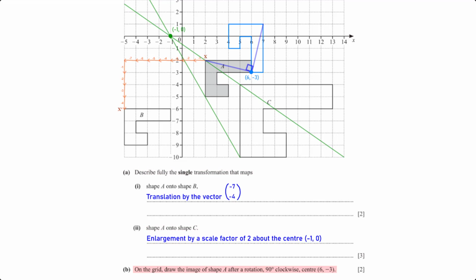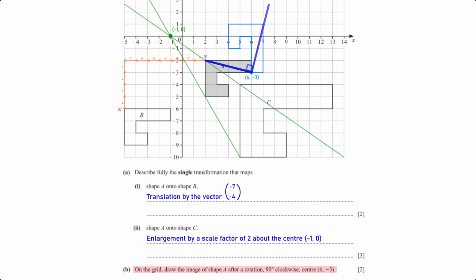After a rotation 90 degrees clockwise, center 6, -3. First, we need to mark the center of rotation, which is the point 6, -3. Then we rotate each vertex on shape A 90 degrees in the clockwise direction about this center. This means if, let's say, we pick this point on shape A, we draw a line from this point to the center of rotation. Then we measure and mark 90 degrees in the clockwise direction from this line.